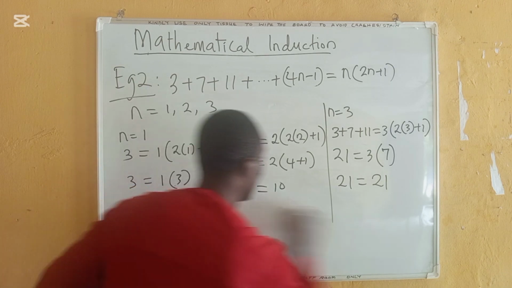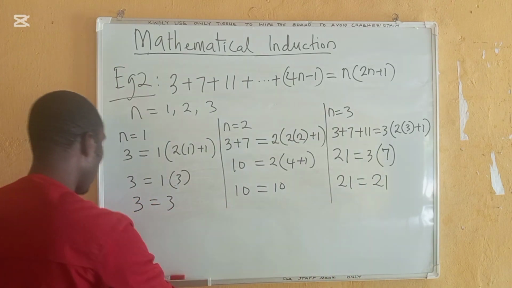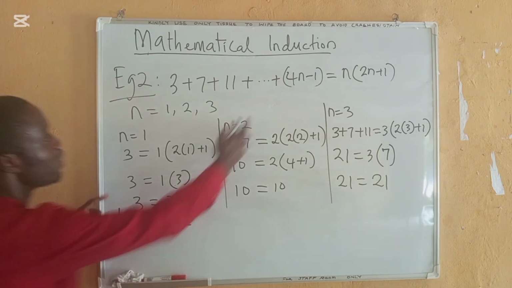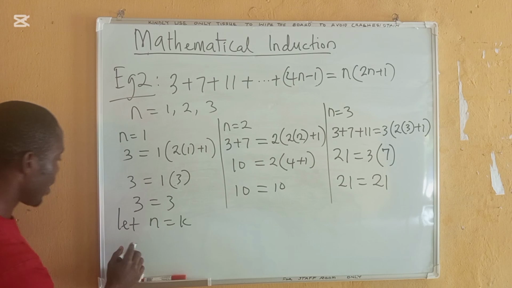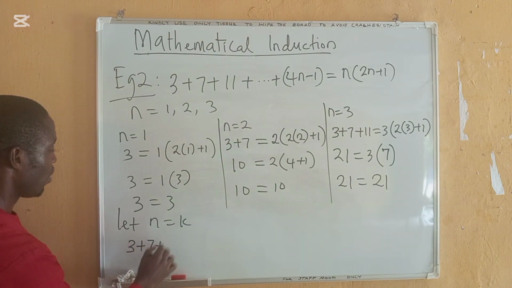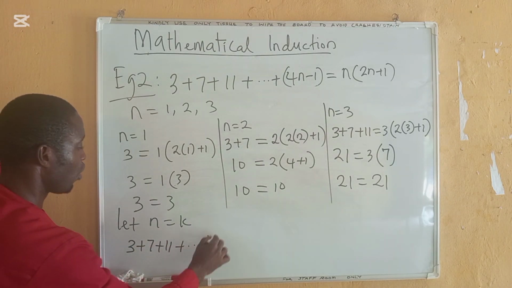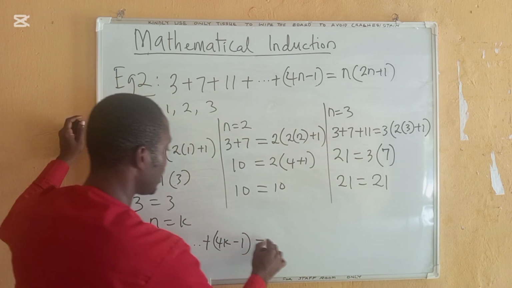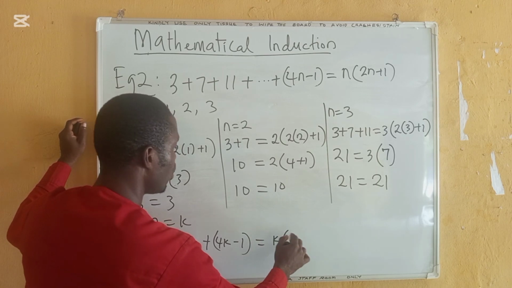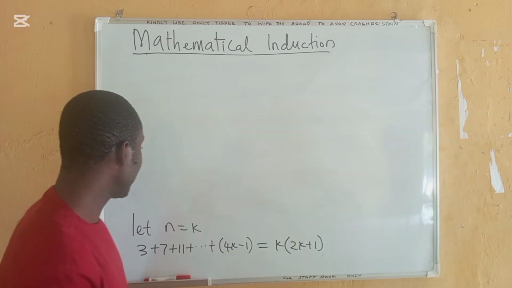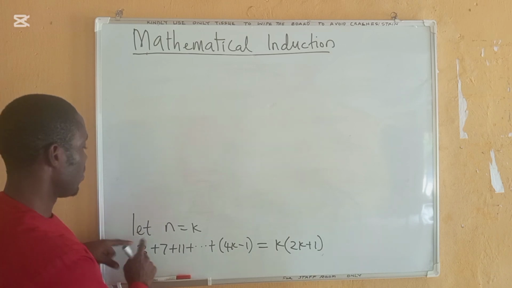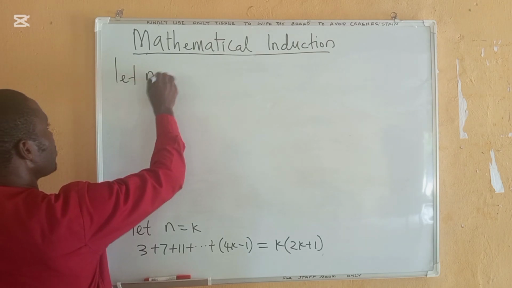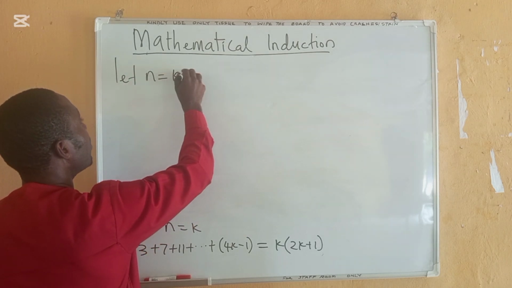Now, let's look at the inductive case. In the inductive case, what do we do? We say, let that same n be equal to k. Anywhere we see n, we put k. So we are going to have 3 plus 7 plus 11 plus dot dot dot plus 4k minus 1 is equal to k into 2k plus 1. Again, we have said n is equal to k, we have this. Now we say, let n be equal to k plus 1.